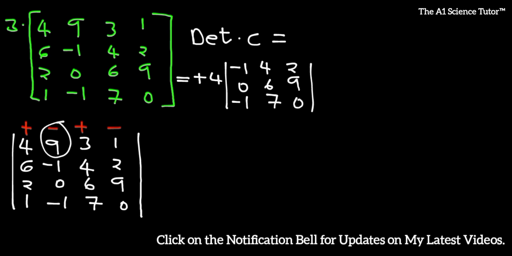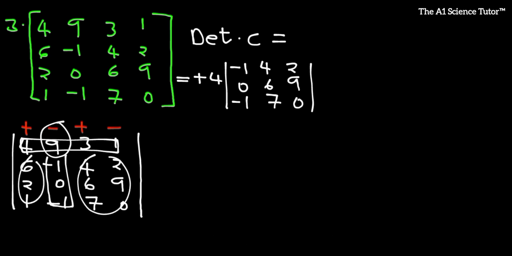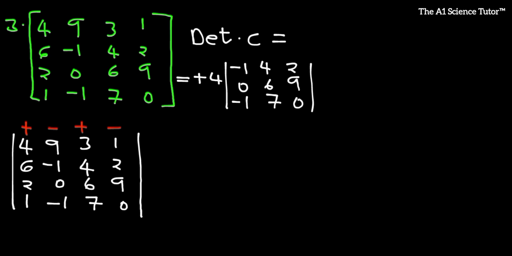Next up, we have negative 9. So if we wipe these out, as well as this, it is going to leave us with these ones, which are actually the cofactors of the element negative 9. So this is going to be negative 9, and this will be 6, 2, 1. And here we have 4, 6, 7, and 2, 9, 0.